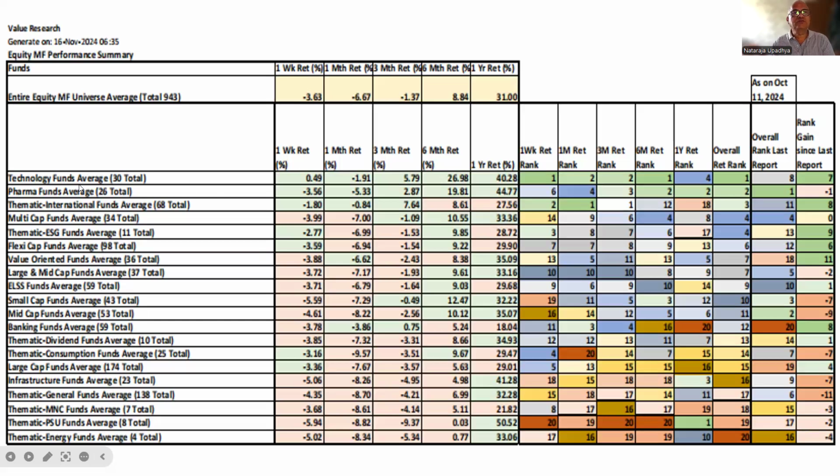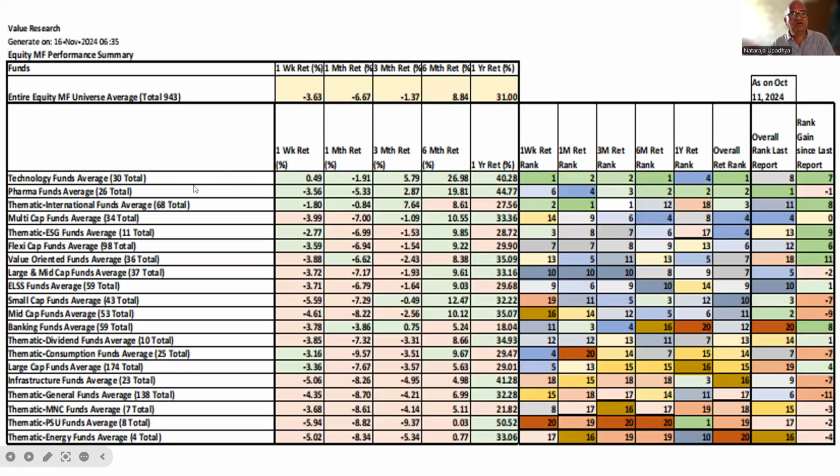Especially if you look at the top two, which is technology funds and pharma funds, they are green in all timelines. That means they have done better than the benchmark returns. That doesn't mean that they had a positive return. They still had negative returns for the month, and only technology fund had a positive return for the week. So this gives you a relative performance of various mutual fund subtypes within the equity space, and you would probably have more winners in the top ranked fund types here.